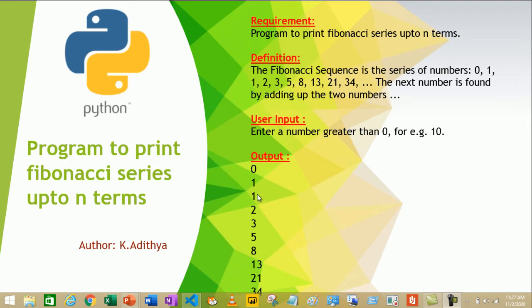Next, summing 1 plus 2, so the next Fibonacci number is 3. Now we need to sum 2 plus 3 to find the next Fibonacci number, which will be 5. Next 3 plus 5, the next Fibonacci number 8. Next 5 plus 8, the next Fibonacci number 13, and so on. Okay, so let's see the code.